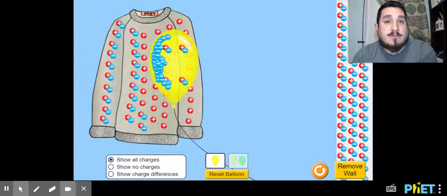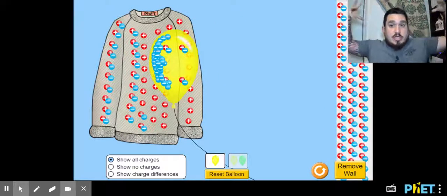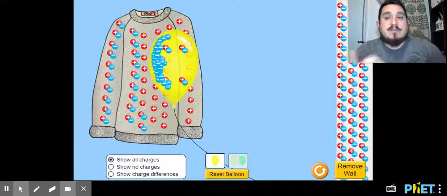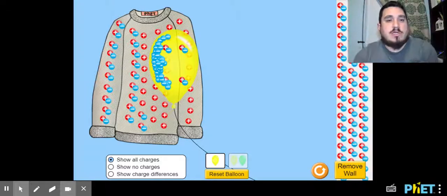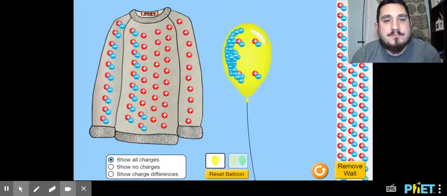They will attract one another. This is what happens to your hair. Your hair gets pulled to go to the balloon, and that's because your hair is now positive, the balloon negative. So your hair wants to go and run out to that balloon.